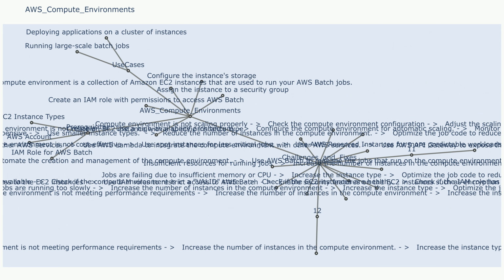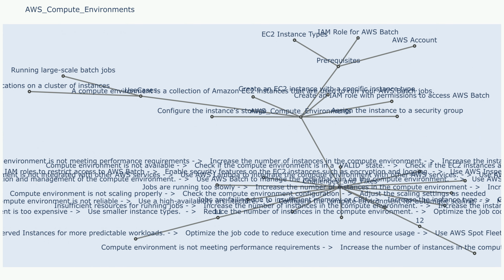Challenge: compute environment is too expensive. Fixes: use smaller instance types. Reduce the number of instances in the compute environment. Optimize the job code to reduce execution time. Use spot instances for less critical jobs.